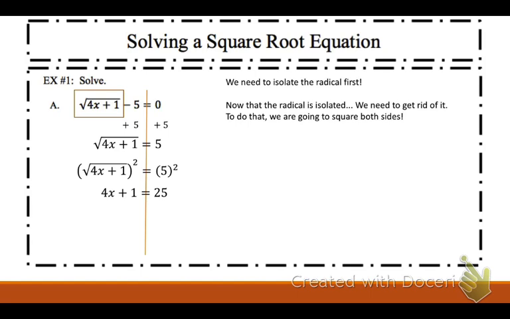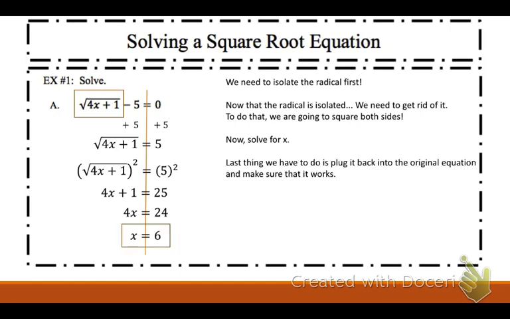Now this is an equation that is pretty simple to solve. I'm just going to subtract the 1 over. So I get 4x equals 24. Divide by 4 and I get x equals 6. And then the last thing you always have to do is plug it back in to double check that it works, because there'll be some times that it doesn't work and you might end up with no solution.